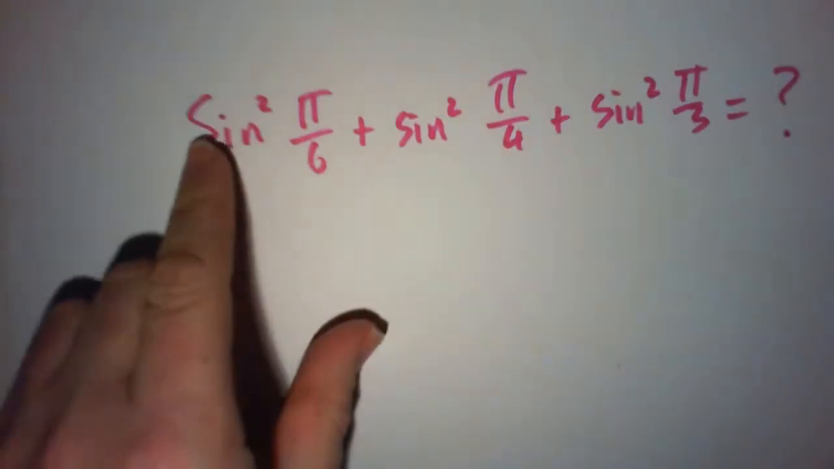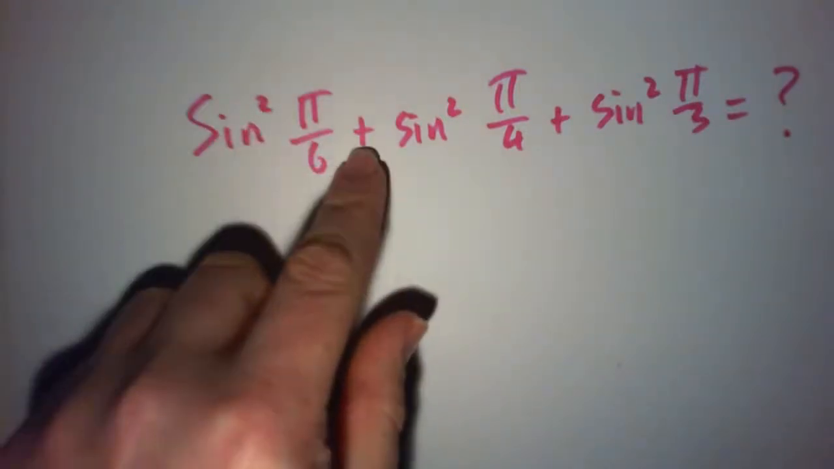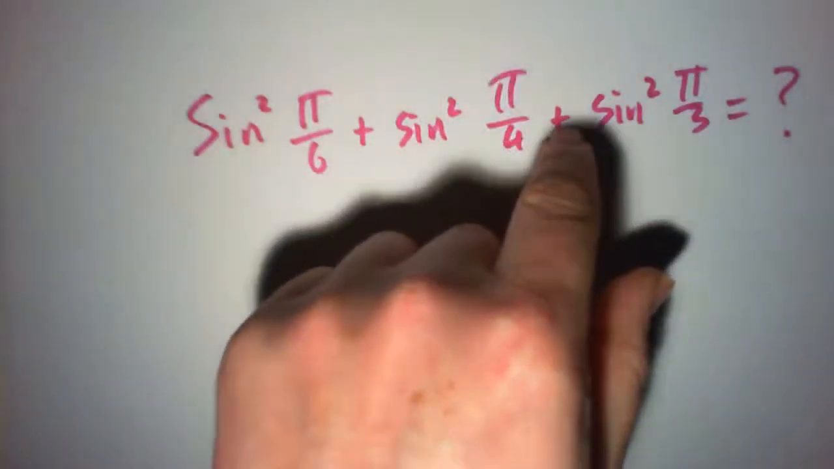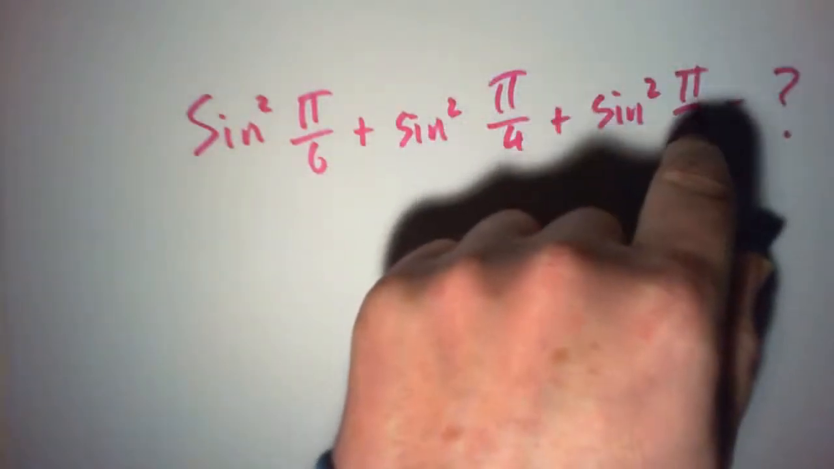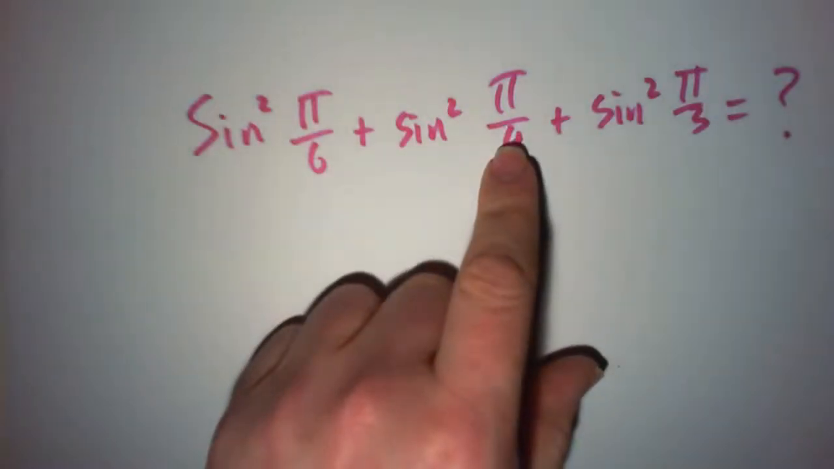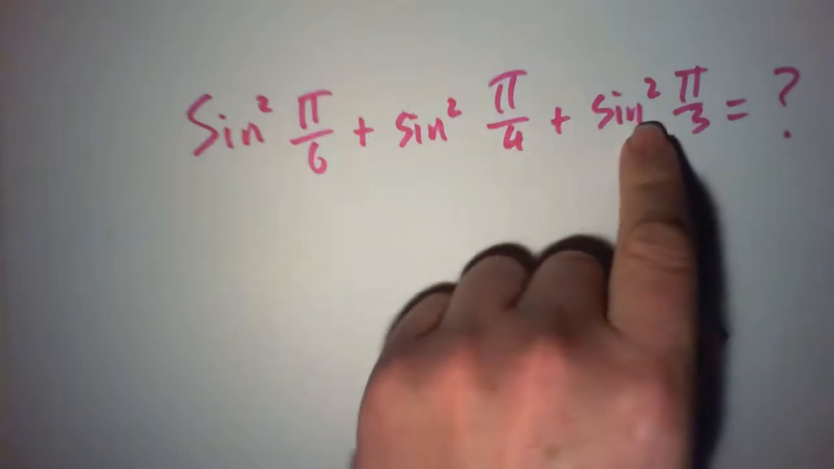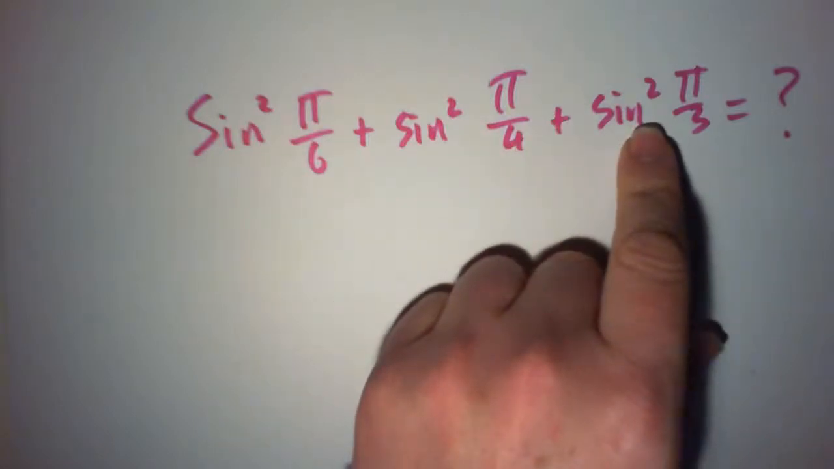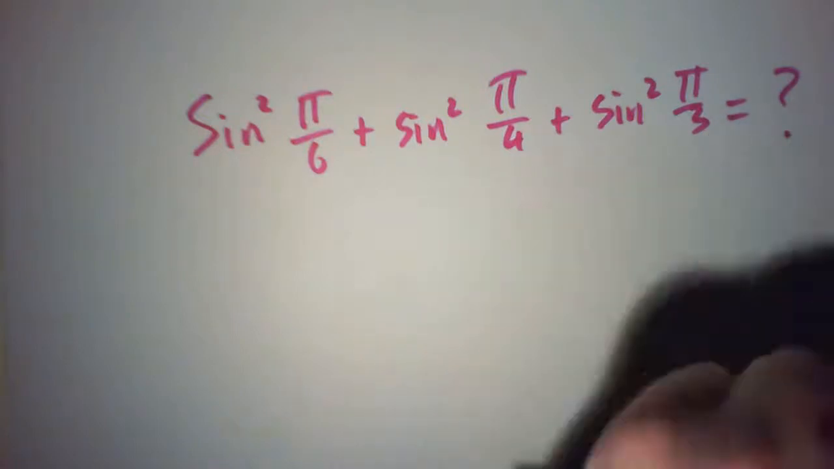So, the sine squared of pi over 6 plus the sine squared of pi over 4 plus the sine squared of pi over 3. When I add the 3 of them together, what do I get? Okay, so the sine squared of pi over 6 plus the sine squared of pi over 4 plus the sine squared of pi over 3 gives me what?